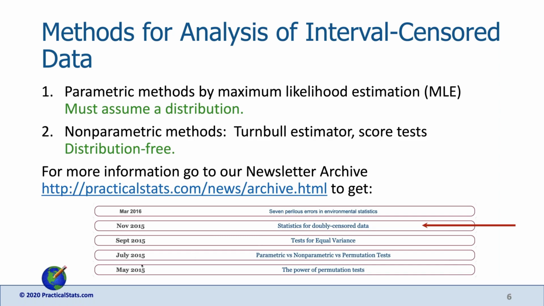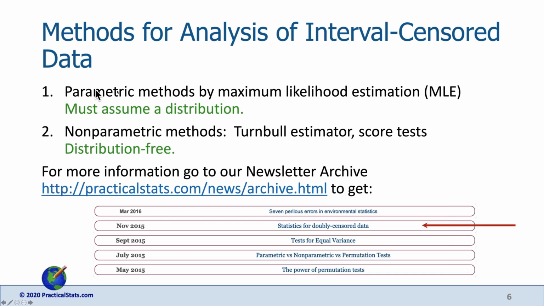All right, so the methods can be classed either as parametric methods or non-parametric methods. Down here, I'm just giving you a little clip from the web page that says in November 2015 there is a PDF file for statistics for doubly censored data. Again, doubly censored is having data that are both below a threshold and above a threshold in the same data set. So I do give you some more detail there, and you can download that directly off of your control panel. If you'd like to, you can go to the news archive and get that.